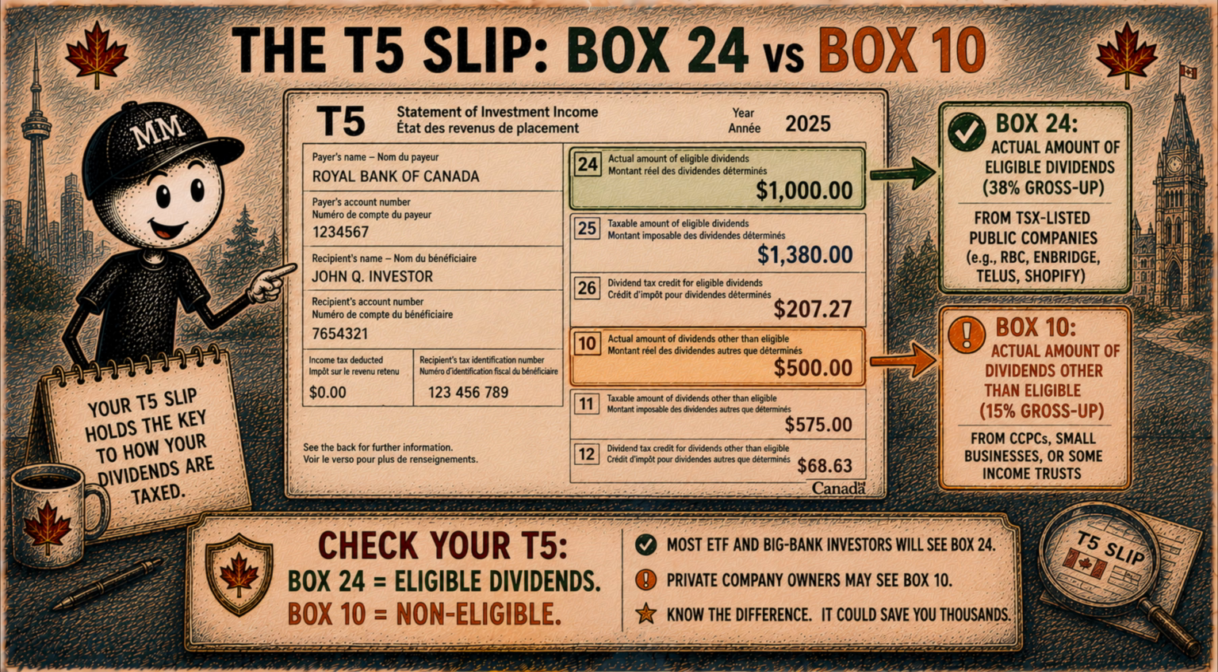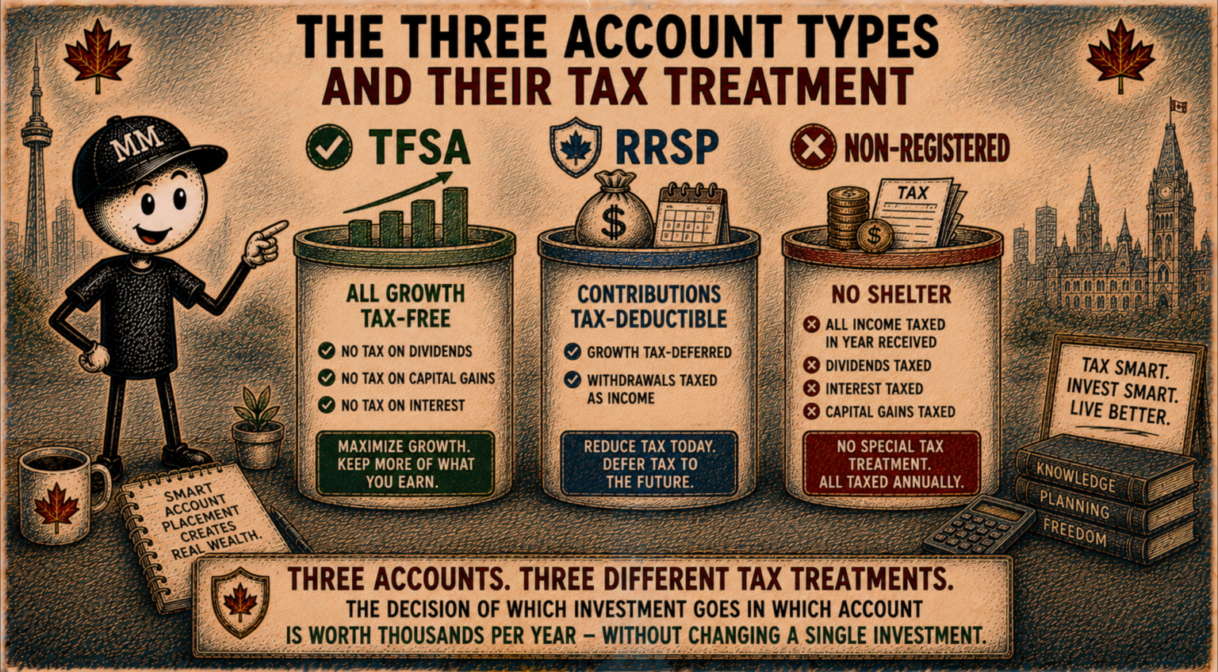Check whether your dividends are in Box 24, eligible, or Box 10, non-eligible. If you are investing in Canadian ETFs, they will almost always be eligible. If you own shares in a private company, they may be non-eligible, and your accountant should be factoring this into your tax planning. Understanding how dividends are taxed is the foundation. But here is the strategy layer that takes that knowledge and turns it into real tax savings every year.